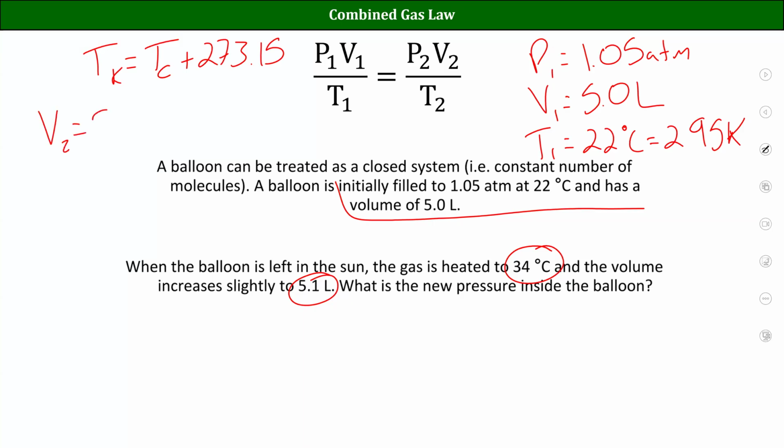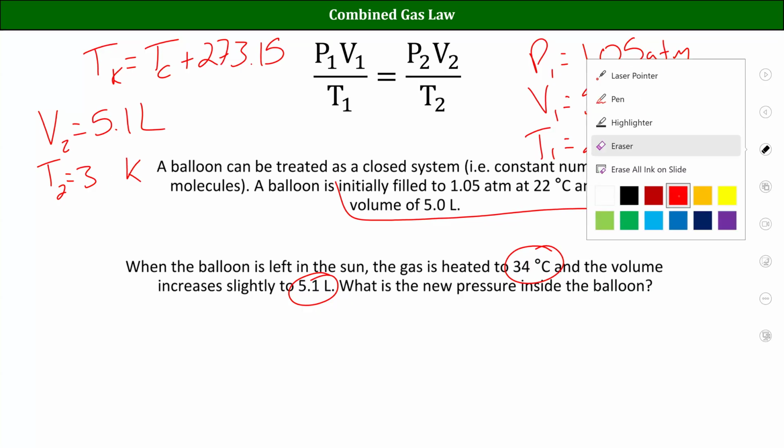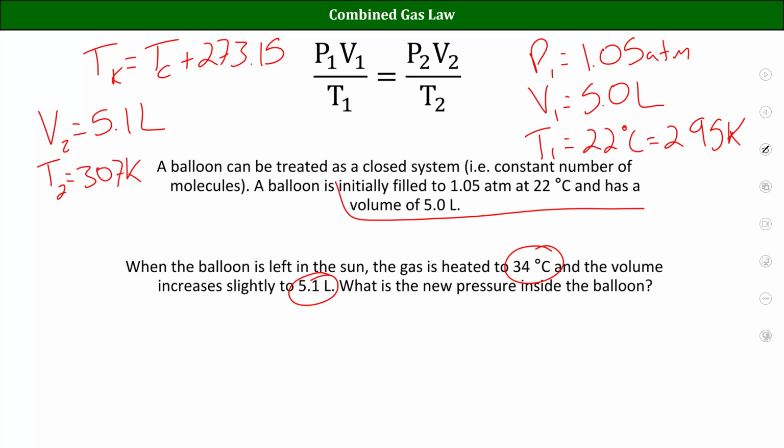V2 is 5.1 liters. T2 is 34 Celsius plus 273. Is that 311? No, 307, huh? We plug it all in and we solve for P2.